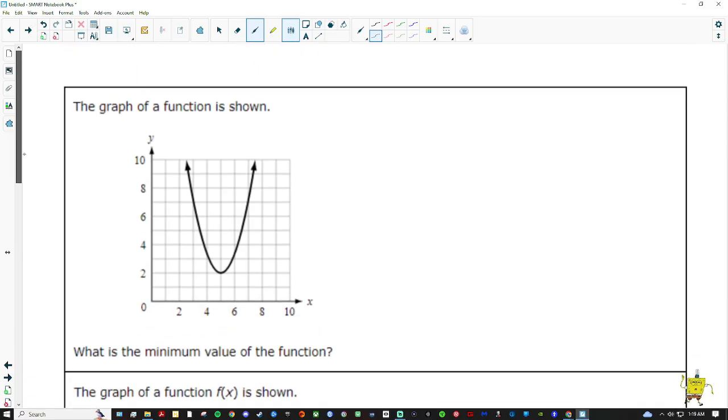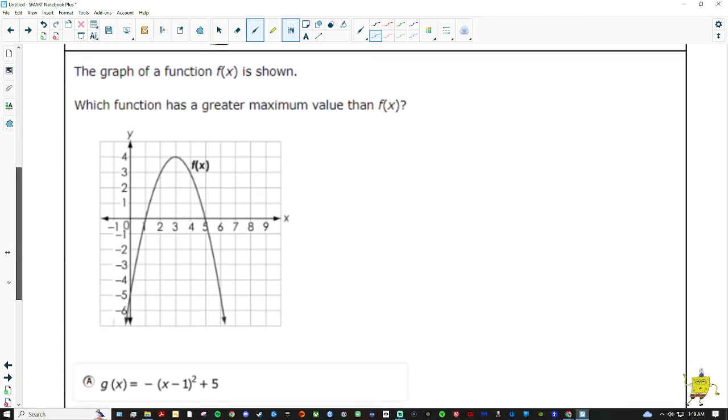Okay, here we go. The graph of the function. What is the minimum value? Here's our minimum. It's 2. The lowest point. X values, Y values. When it's asking for minimum and maximum values, we use Y.